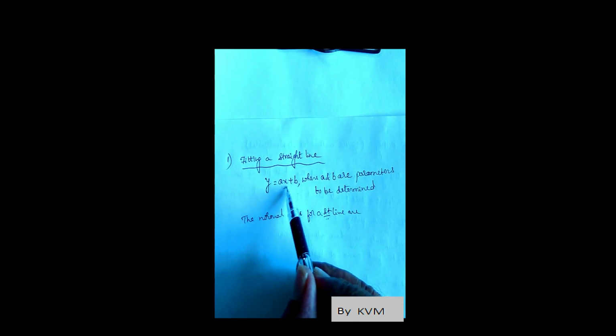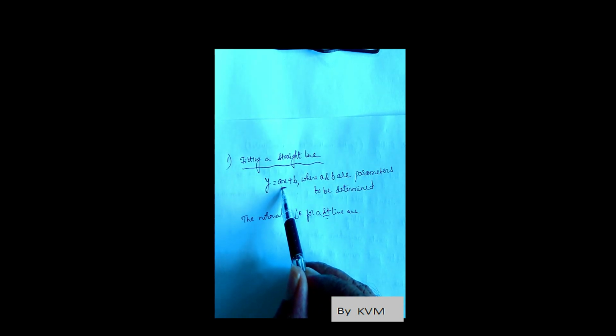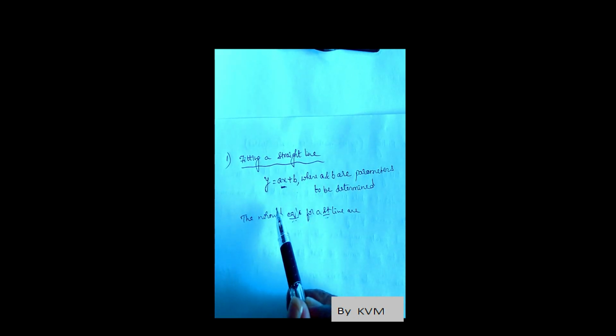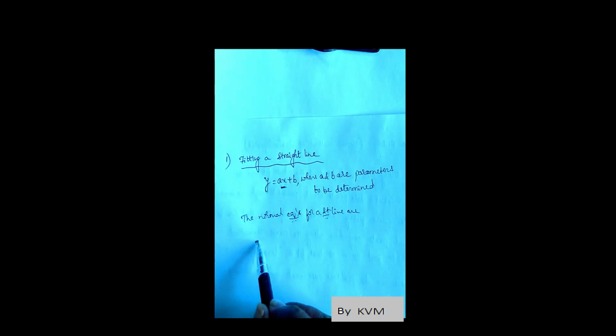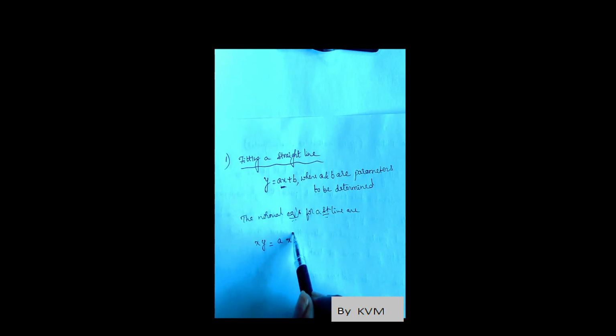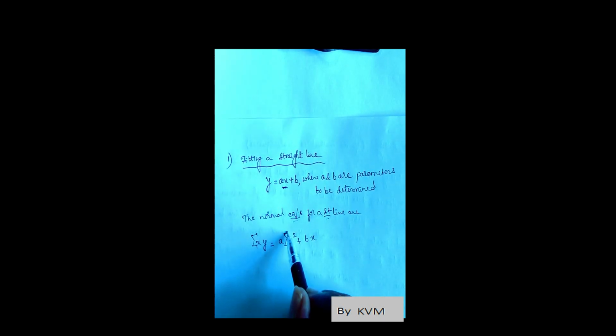The first term on the right hand side is a into x, so the power of x is 1. What we have to do is first multiply x on both sides. So x into y equals a into x into x, which is x square, plus b into x. After multiplying x on both sides, take sigma on both sides. So the equation becomes sigma xy equals a into sigma x square plus b into sigma x.